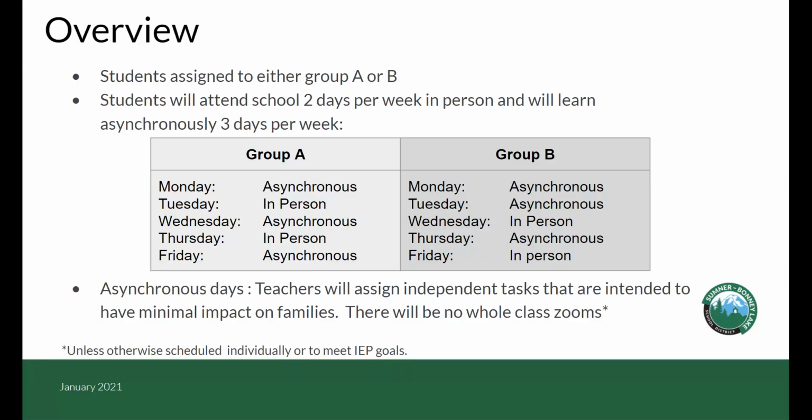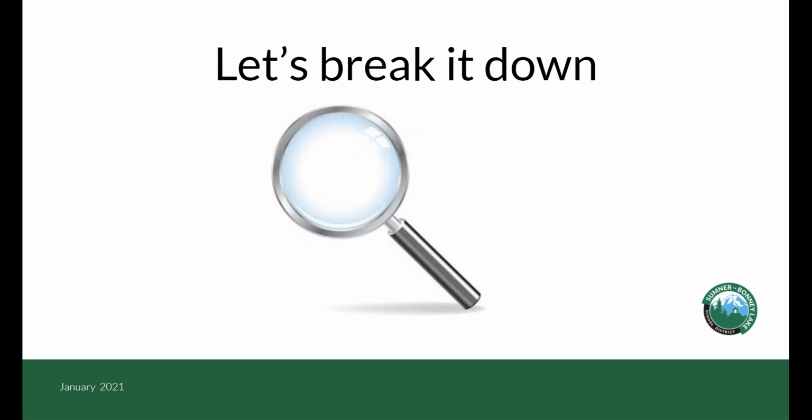Let's start with a brief overview of the hybrid AB model. As you can see below, students will be divided into two groups, Group A and Group B. Each of these groups will have a different in-class weekly schedule, with all students asynchronous on Mondays and 2 other days during the week. Now, let's take a closer look at the 2 types of instructional days in this model.